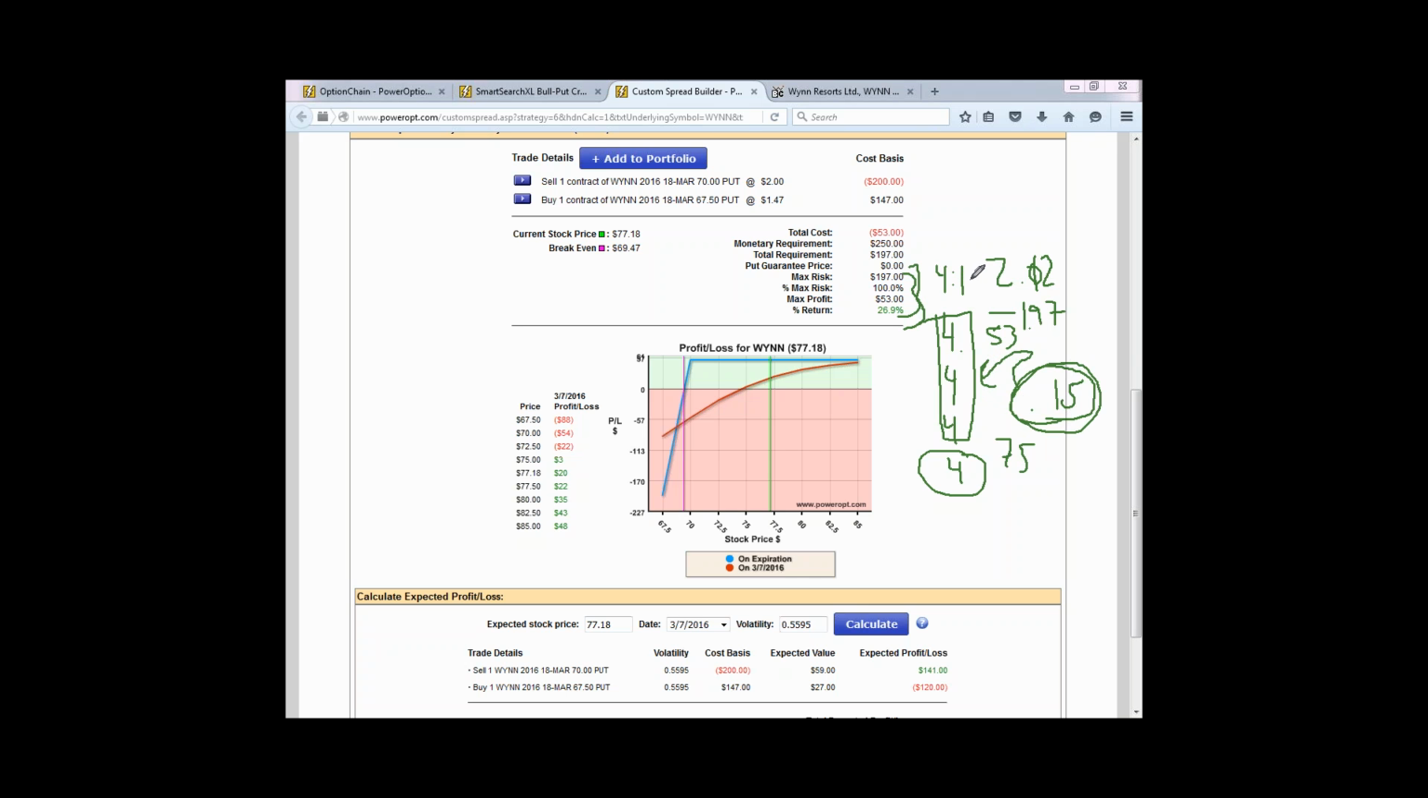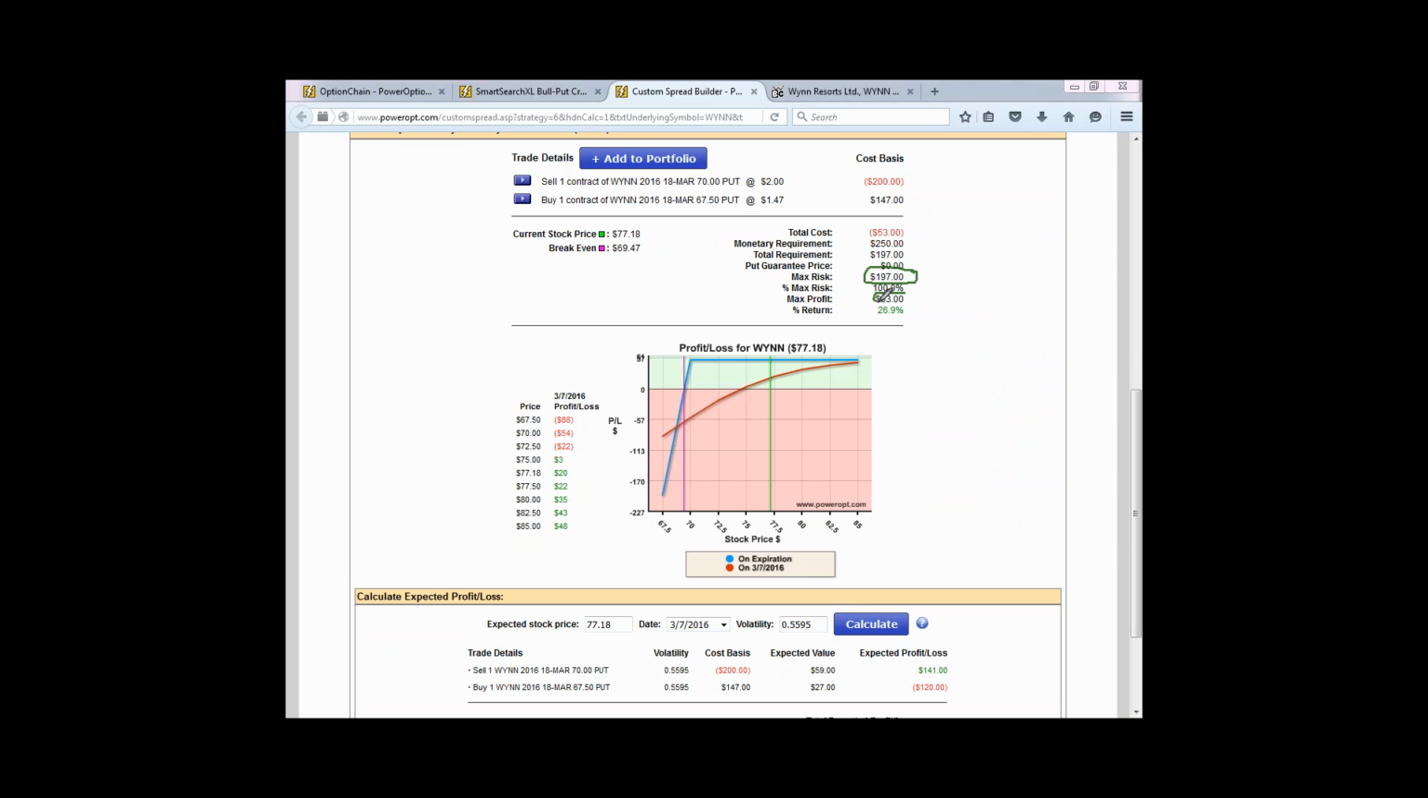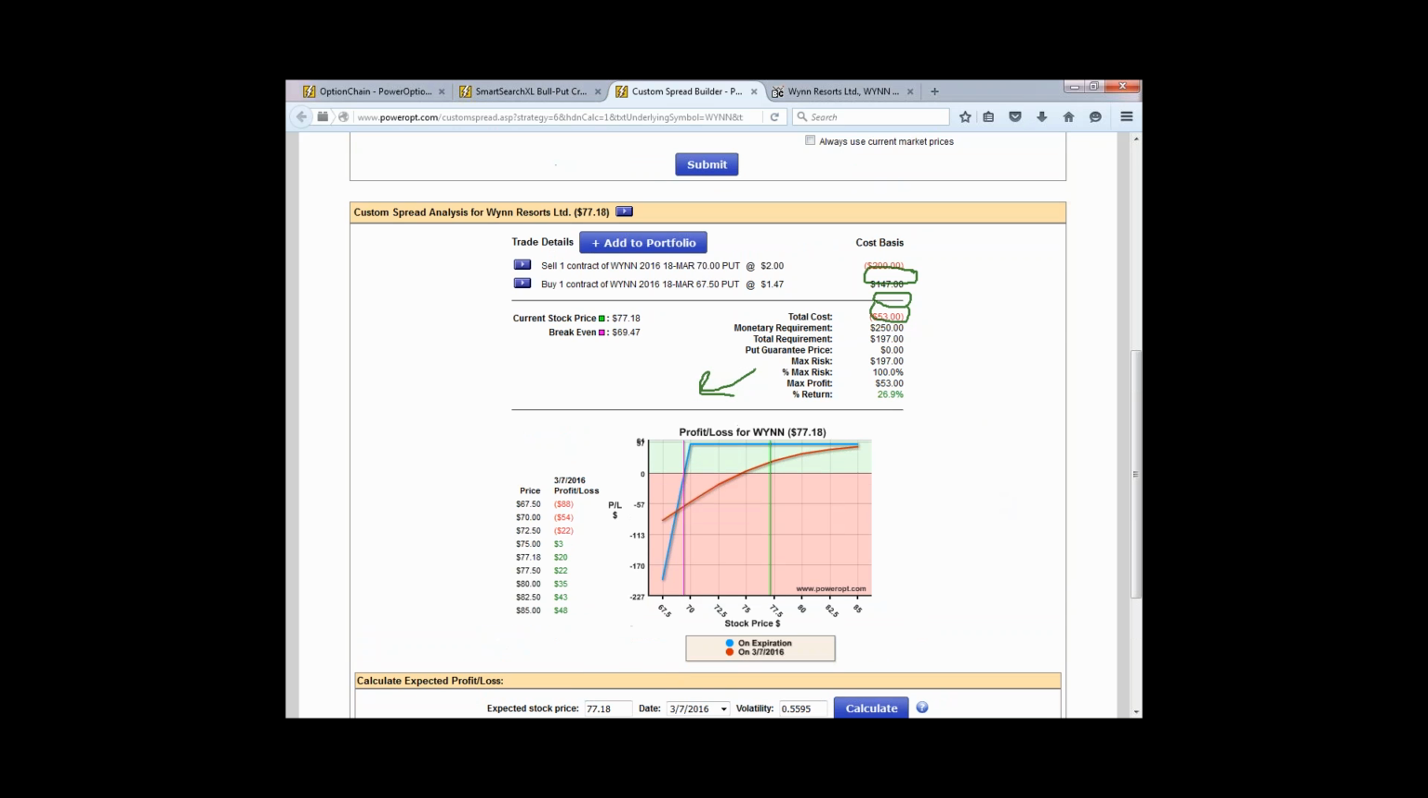Okay, but it's attractive, isn't it? I only have to put up $197 to make 53, which is a 26.9% return. That sounds fantastic, and we're 7 points out of the money. What could go wrong? Well, what could go wrong does go wrong in some instances in a portfolio that's staggered towards leveraged strategies. Okay, now I'm getting to the point Scott was bringing up here.